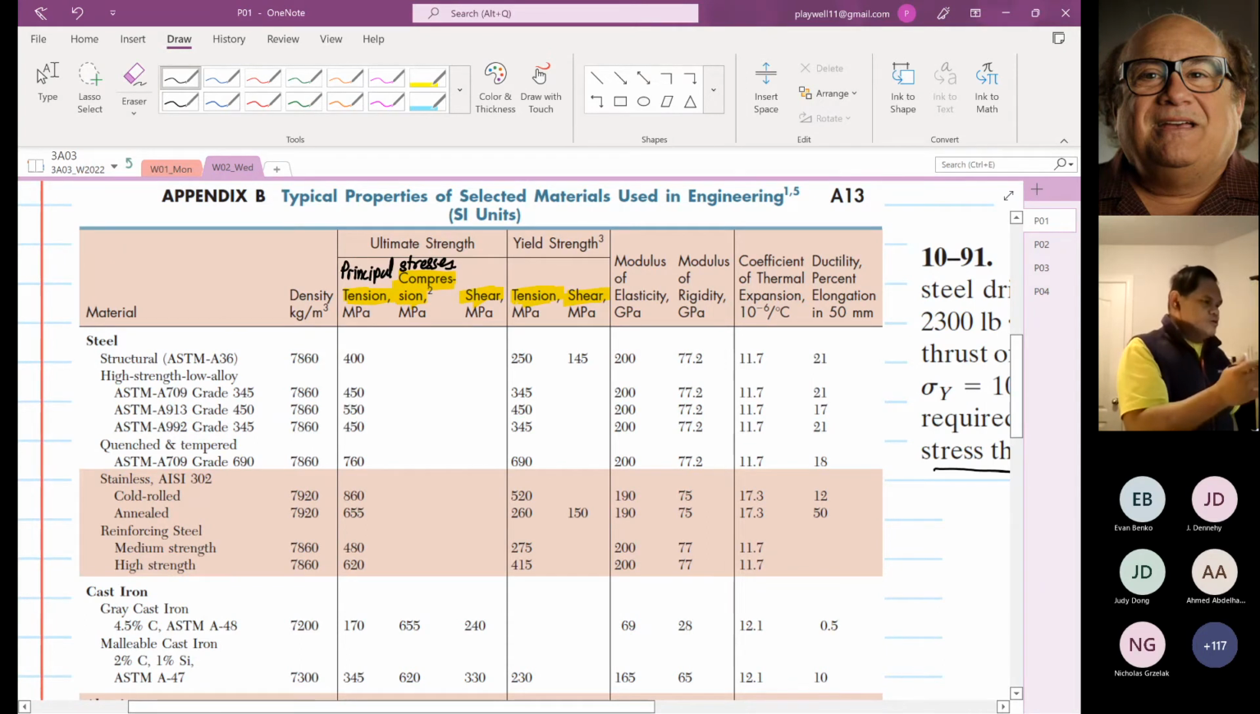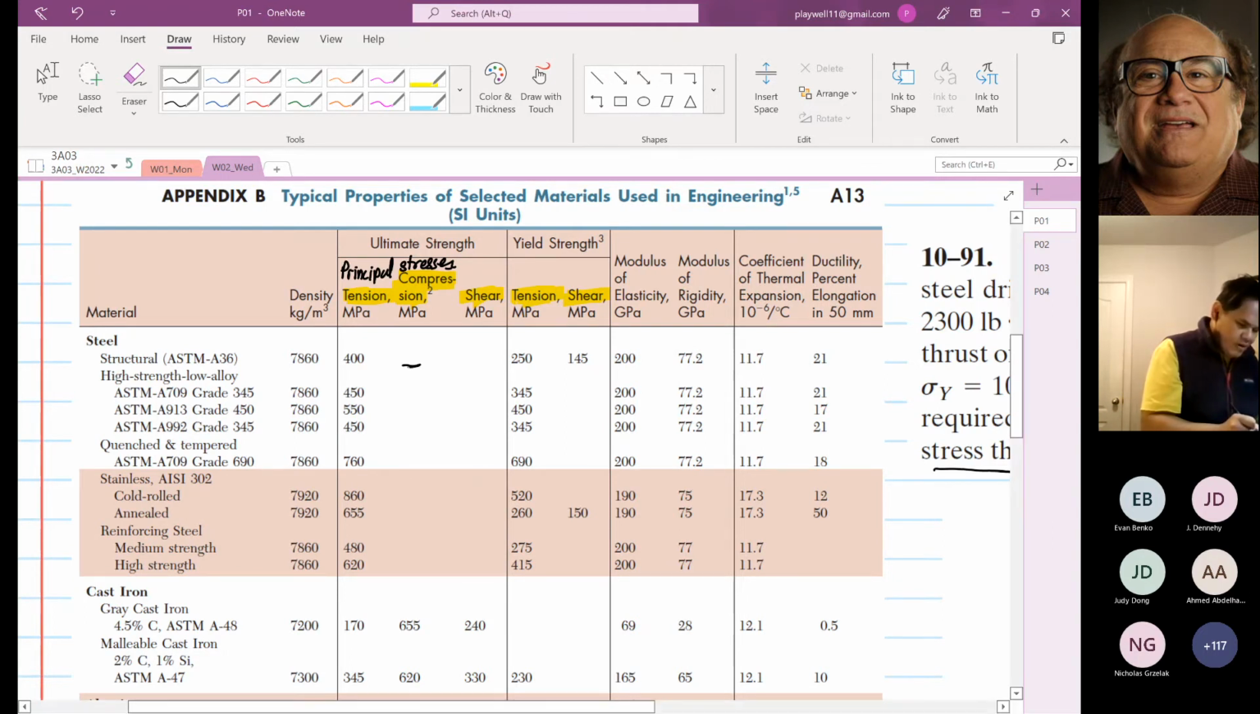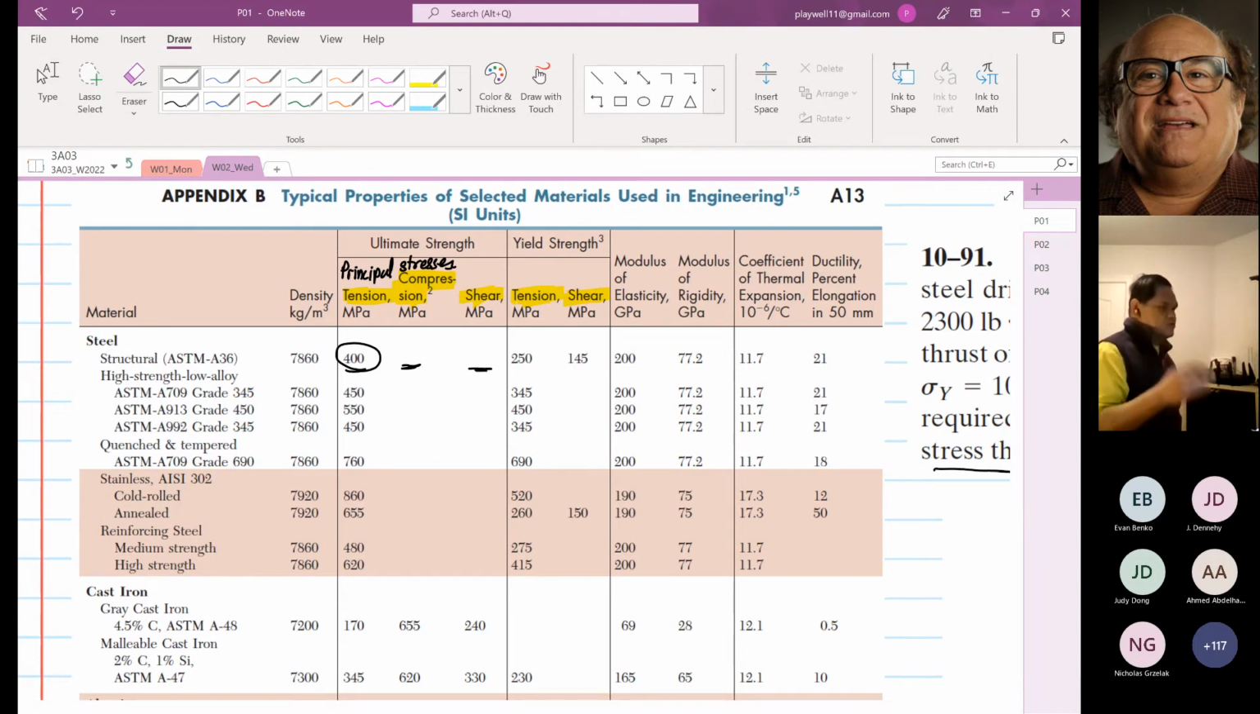Okay. So a student asked me, if the number is not there, for example, over here you don't have any number, can you use the 400? The answer is no. Because any material in tension and compression or in shear will have different properties.